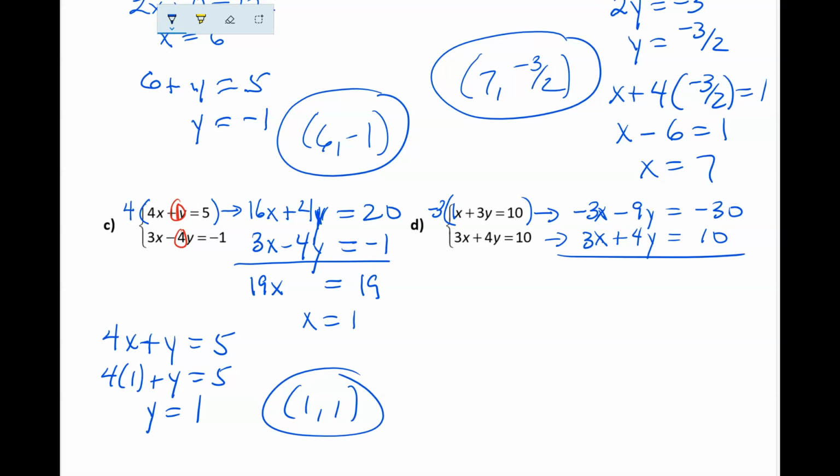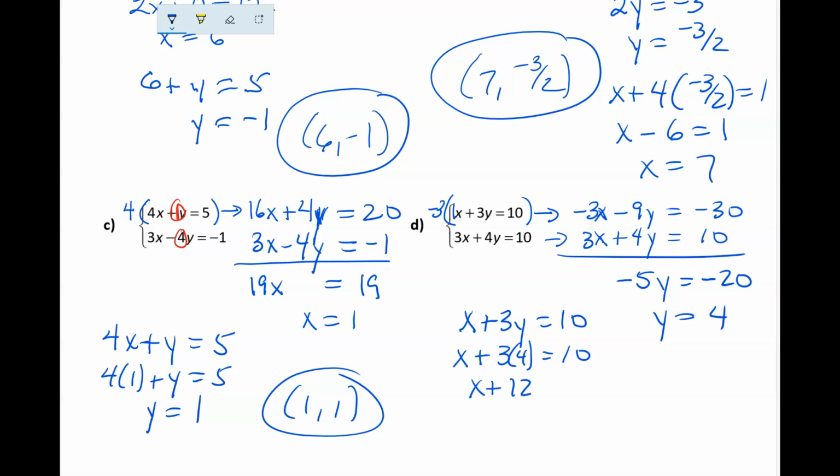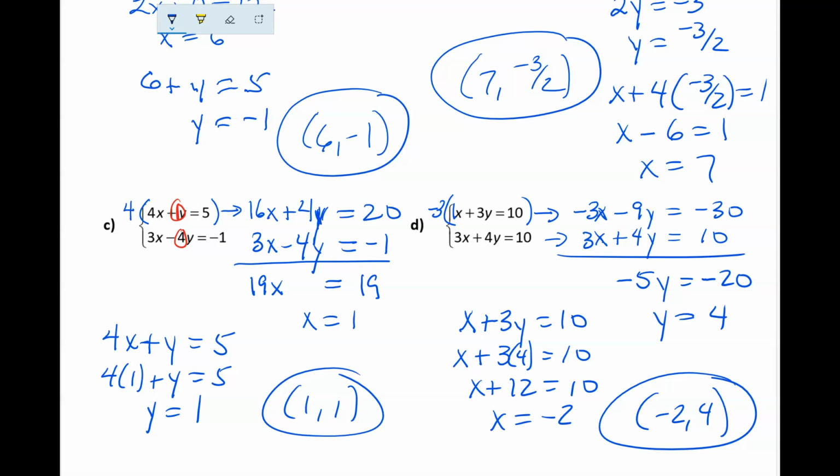The x terms add up to 0. Negative 9y plus 4y is negative 5y. And negative 30 plus positive 10 is negative 20. That gives us y is equal to 4. And we have that x plus 3y is equal to 10. Although you can use the second equation, this seems like an easier one to use. And we'll replace the y value with 4. So we have x plus 12 is equal to 10, and x is negative 2. That gives us an ordered pair negative 2, comma 4.